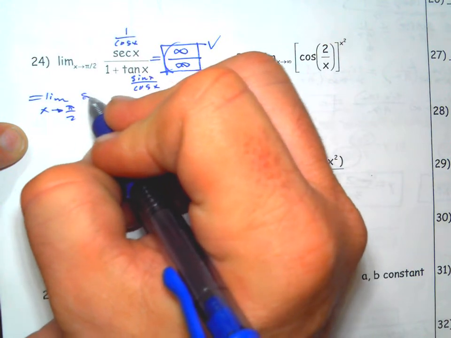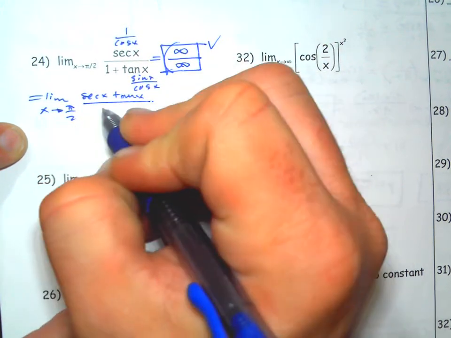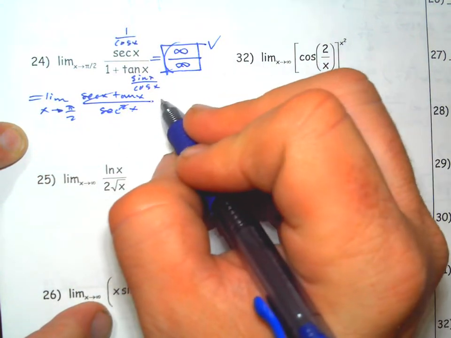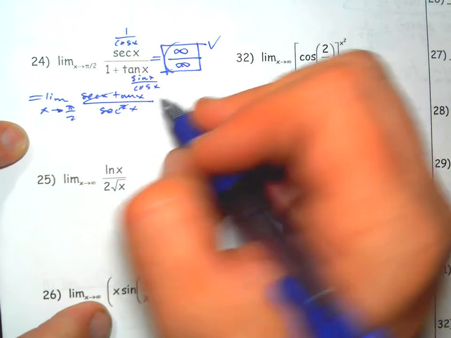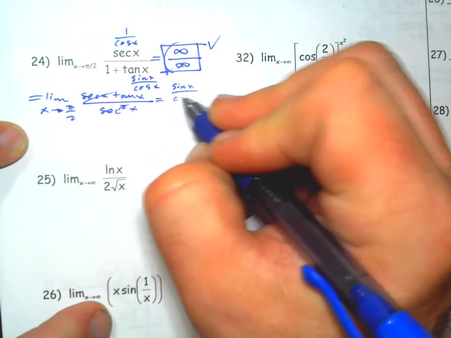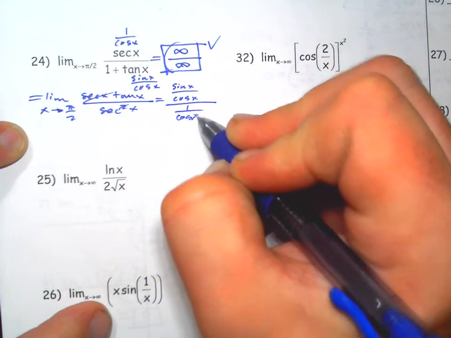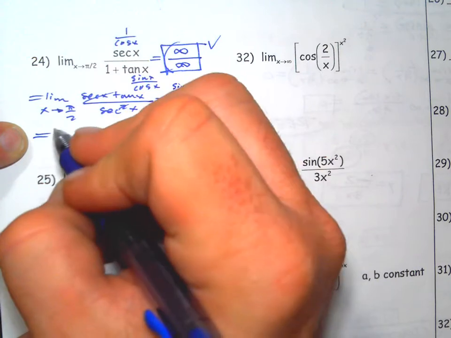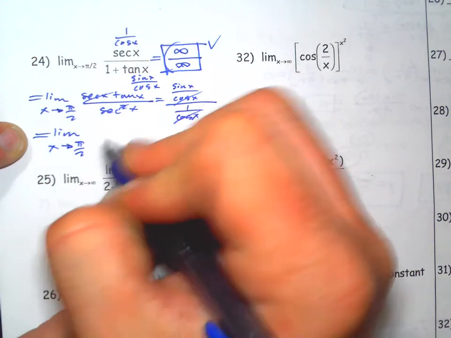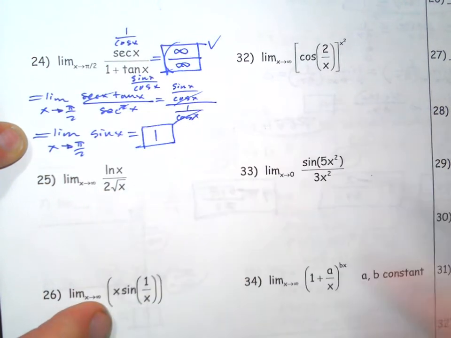The derivative of secant is secant tan. And tangent is secant squared. And then, so it's going to be sine over cosine over 1 over cosine. So we could go ahead and simplify that and take the limit as x goes to pi over 2 of sine x, which is 1.